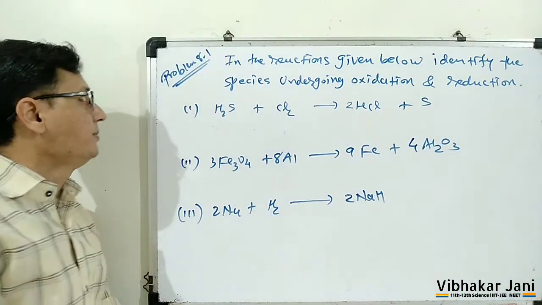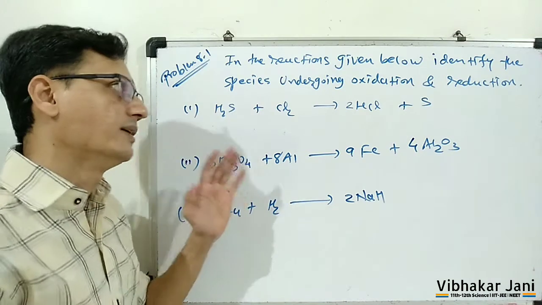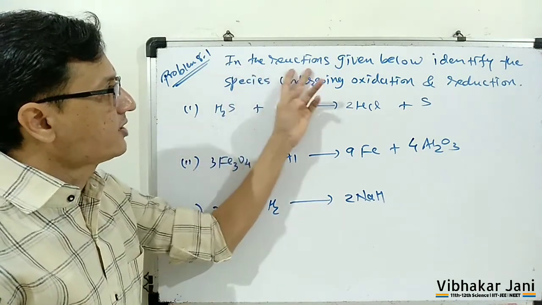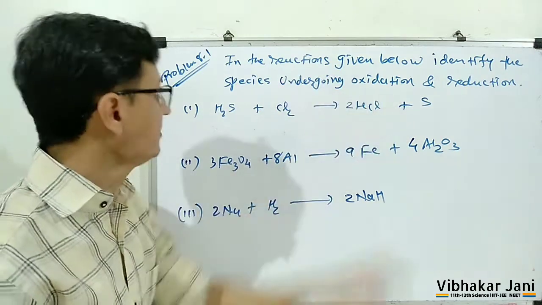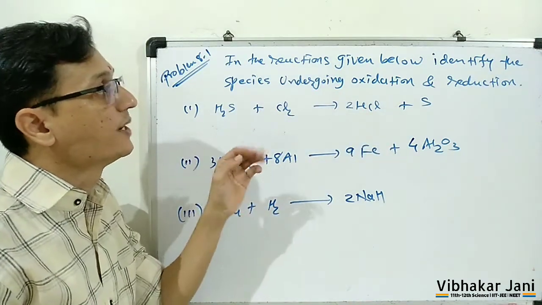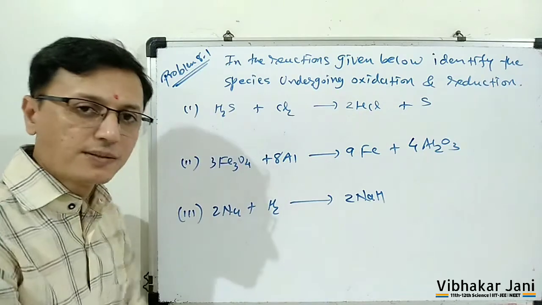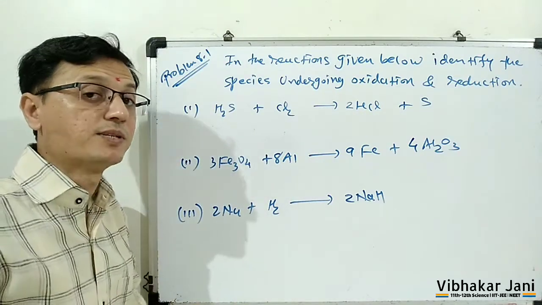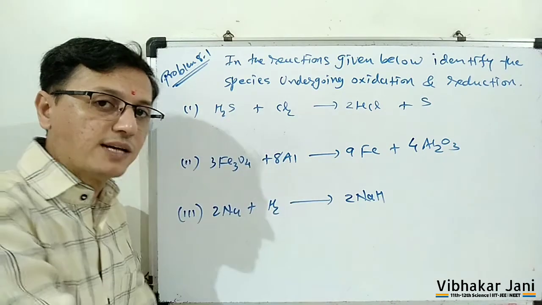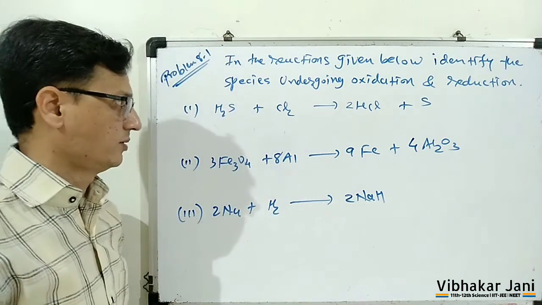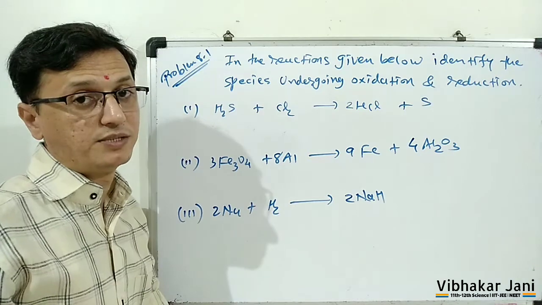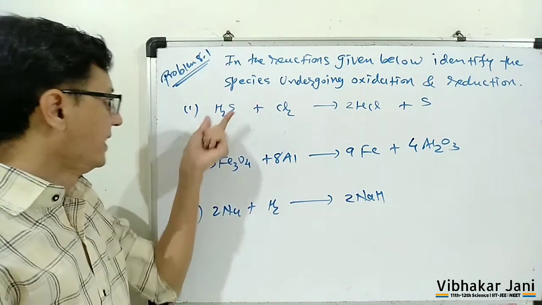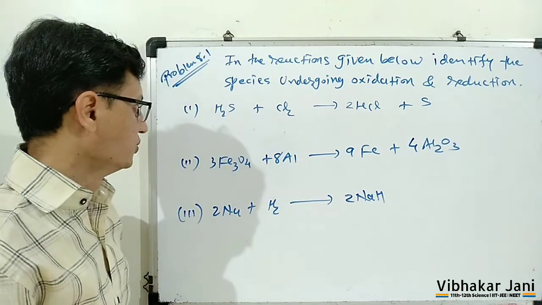This is problem number 8.1, which is given in our NCERT textbook. In the reactions given below, identify the species undergoing oxidation and reduction. So here we have three different reactions, and we are asked to identify which substance is undergoing oxidation and which is undergoing reduction. So we will apply all the concepts we have learned so far. Now let us see. H2S is reacting with Cl2.